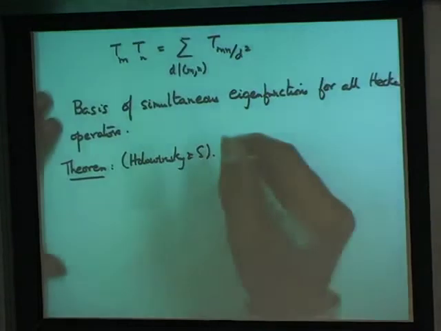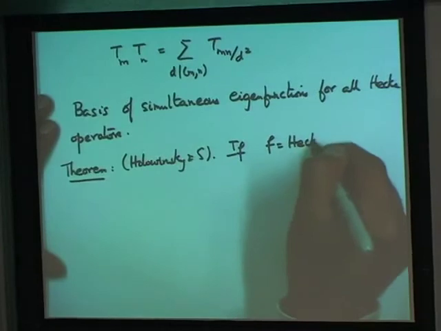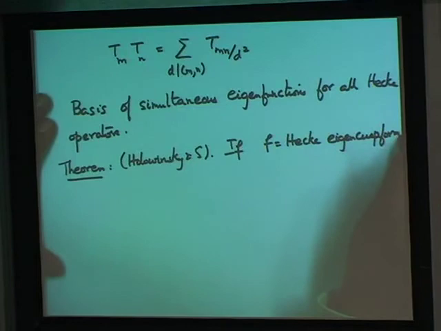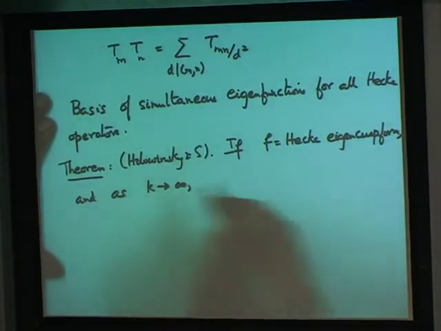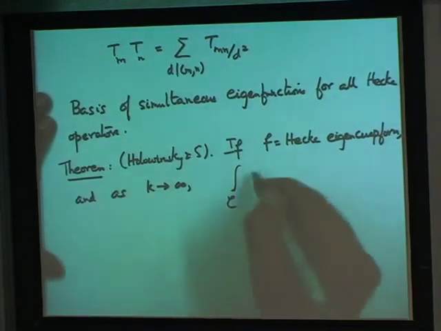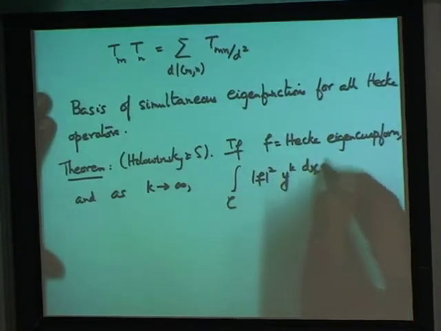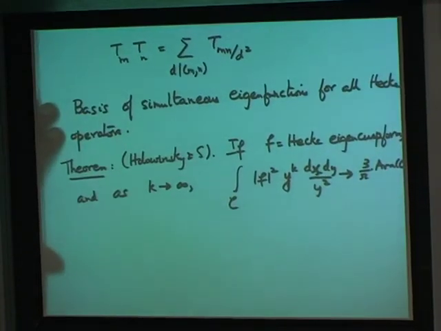is that if f is a Hecke eigenform, and as k goes to infinity, the integral of |f|^2 y^k dx dy over y^2 does converge to 3 over pi times the area of C. So again, f is L2 normalized to have L2 norm 1 over the whole quotient.